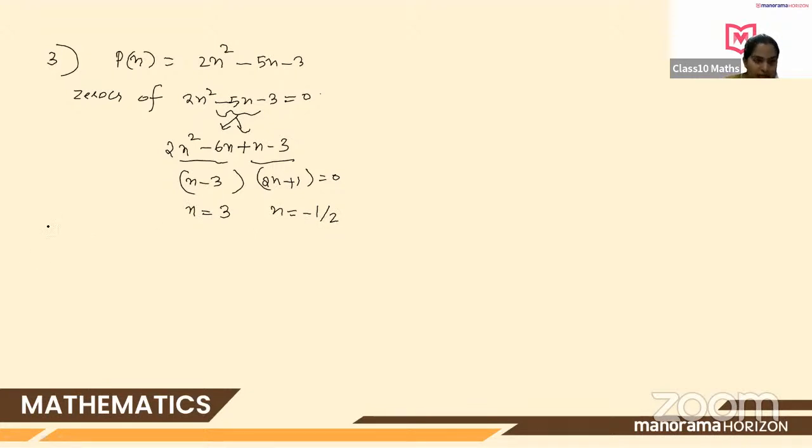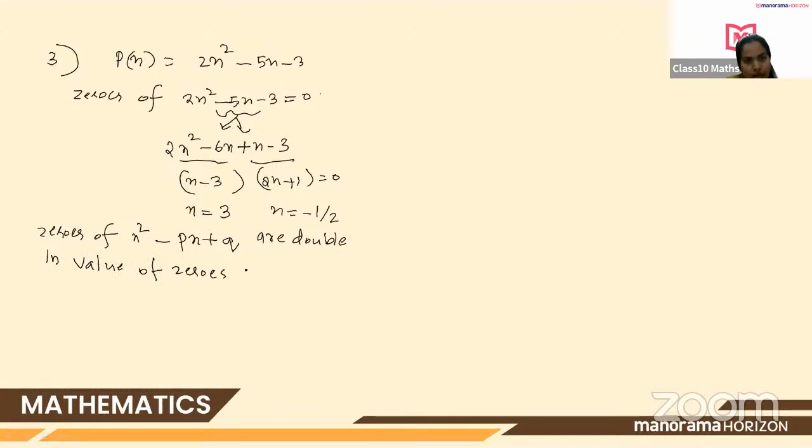Now in the question, it is given that the zeros of x square minus px plus q are double in value of the zeros of this polynomial, that is 2x square minus 5x minus 3. So the zeros of this polynomial are x equal to 3 and x equal to minus 1 by 2. Then what will be the zeros of x square minus px plus q?